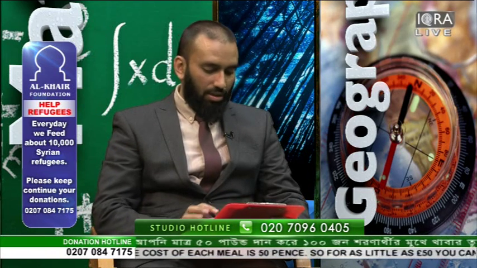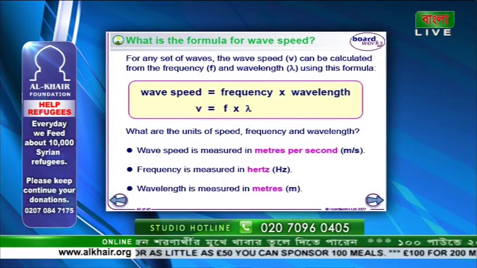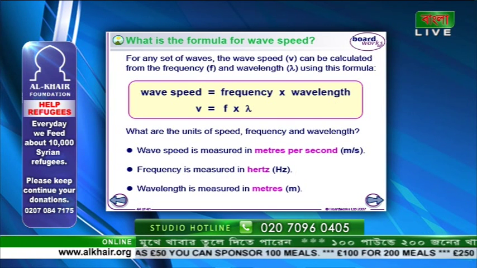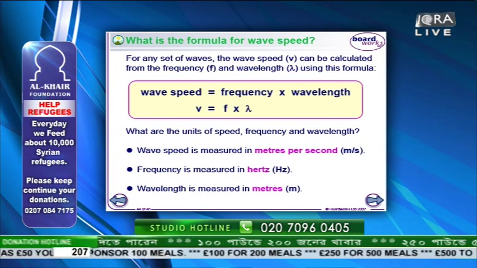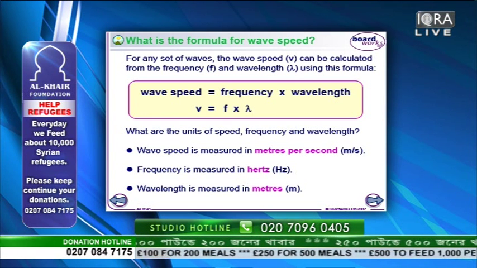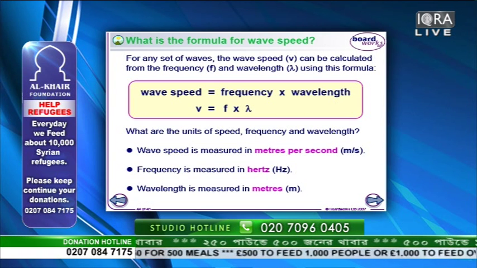If we look at slide 44, we can give the equation to work out the wave speed. To work out the wave speed of a wave, you have to multiply the frequency by the wavelength. And it's important that students know there is some maths involved here. They need to be able to do the multiplications.